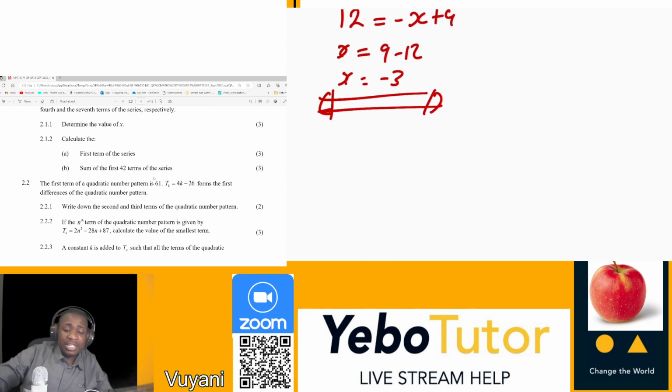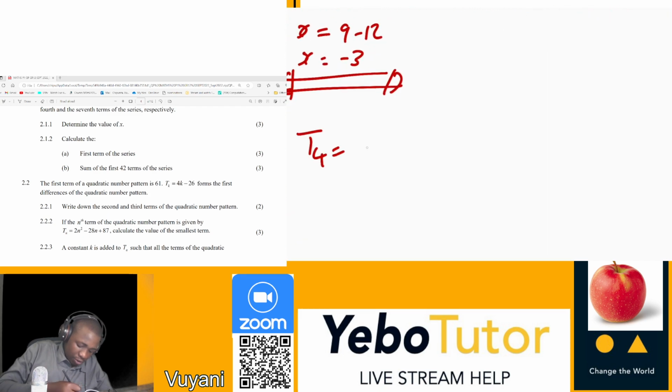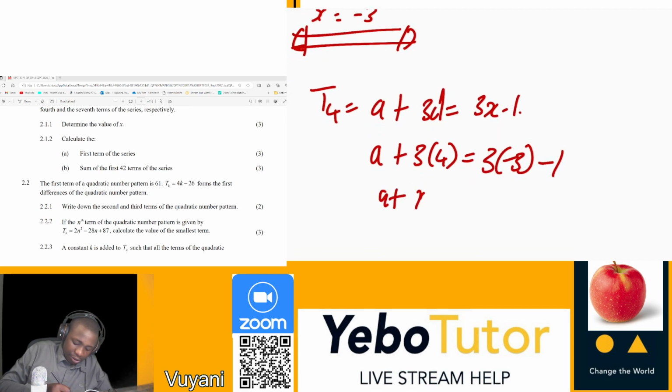So what we said initially is that we can write our equation of t4, which is term number 4 here, as this. You still remember? So we can still write that our t4 is equal to a plus 3d is equal to 3x minus 1. Then it's a plus 3, our d is 4. Then we know that our x is equal to negative 3, because we've solved that. Then we have a plus 12 equal to 3 times negative 3, which is negative 9, minus 1. Then a is equal to negative 10 minus 12. Then now a is equal to negative 22.